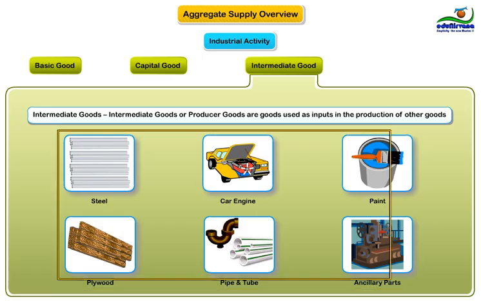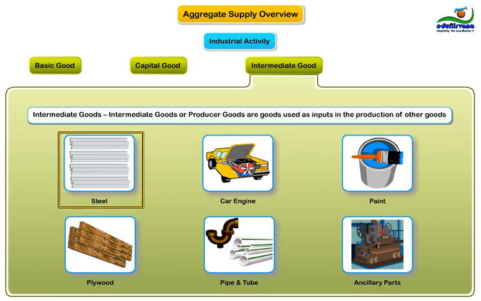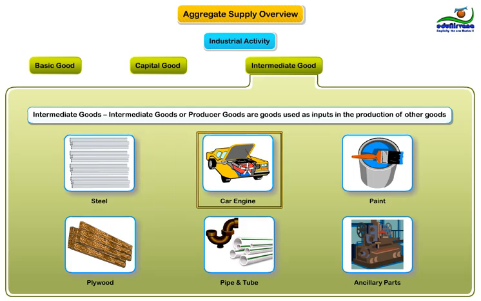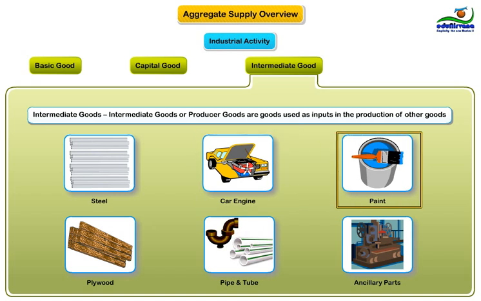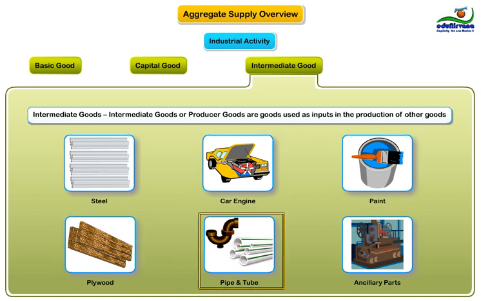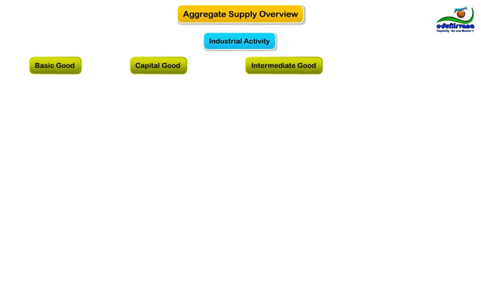Examples are steel, a raw material used in the production of many other goods such as bicycles. Car engines: some firms make and use their own. Others buy them from other producers as an intermediate good, then use them in their own cars. Paint, plywood, pipe and tube, ancillary parts, etc.